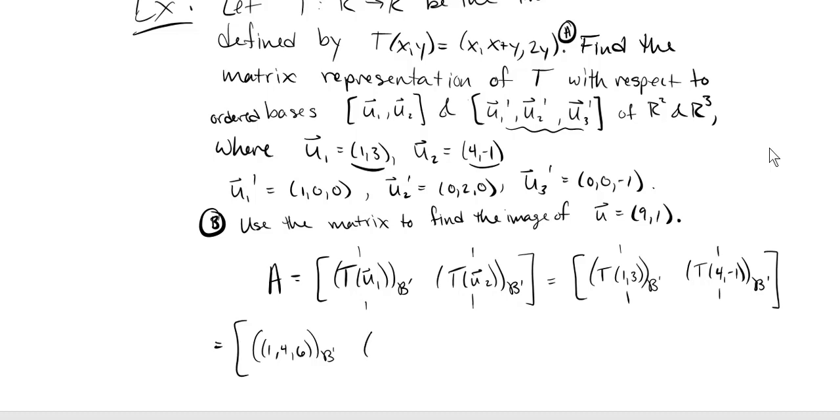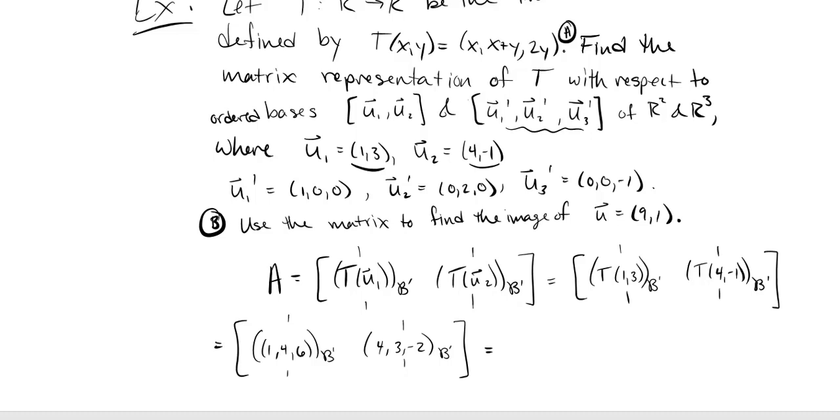We would want, let's see, yeah, 4 plus negative 1 is 3, and 2 times negative 1 is negative 2. We want that expressed relative to B prime. We'll make it a column vector of coordinates. Okay, we want the coordinates of each of these relative to B prime. So what do we get here?